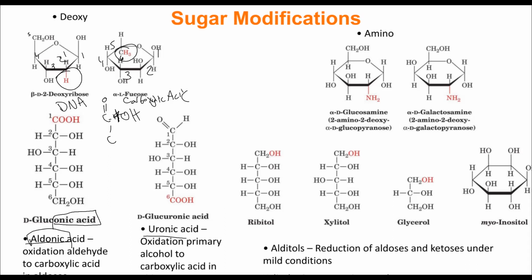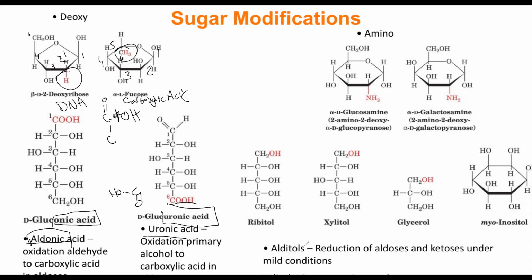Your uronic acid is that you take the last group and you make that C double bond OOH. So you're taking your alcohol and changing that to a carboxylic acid. So this is called a uronic acid. And again, we just add the word uronic acid to it to make glucuronic acid.